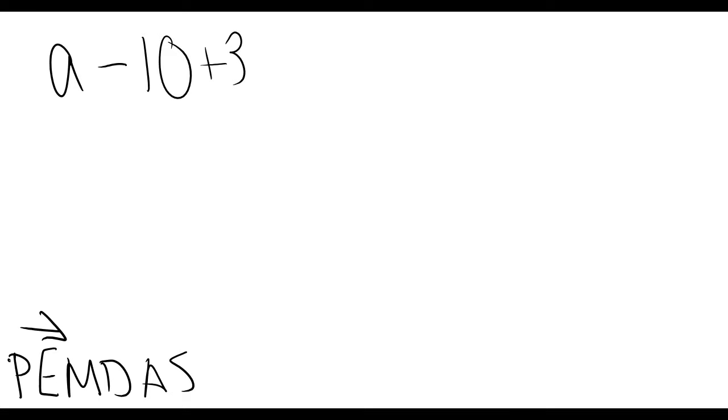Expression problem here. So our first example, we have a minus 10 plus 3. I write down the PEMDAS at the bottom. I like doing it horizontal versus vertical because then it kind of has the built-in reminder of left to right. Plus the arrow will help us read that and remember we solve left to right whenever possible.